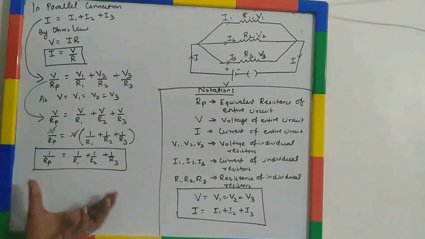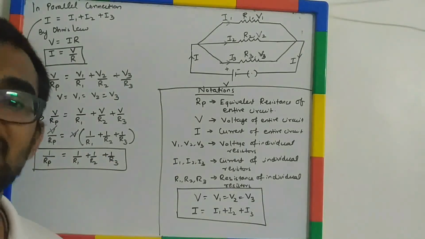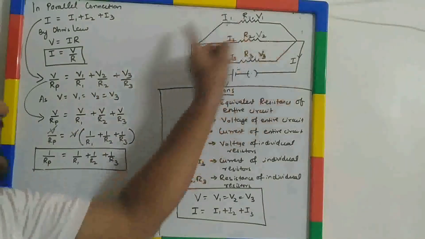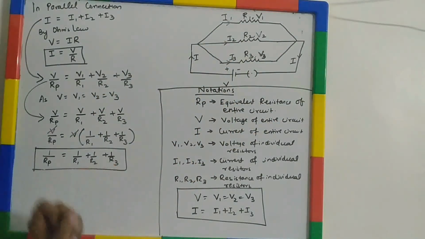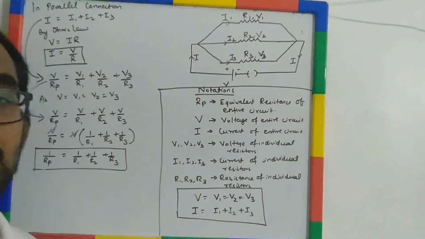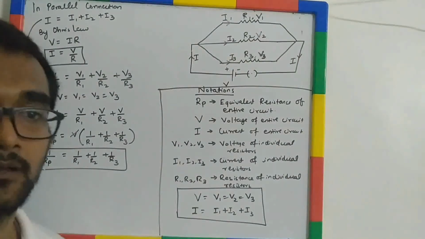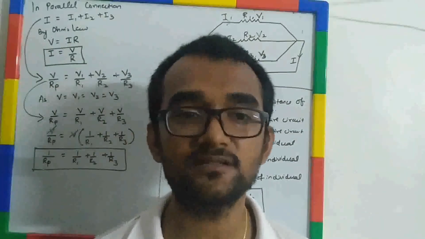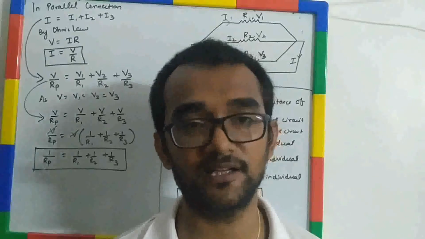This is the final formula for calculating equivalent resistance of certain resistors connected in parallel, where Rp is the equivalent resistance of the entire circuit and R1, R2, R3 are the resistance of the individual resistors. So friends, by using this formula, you can easily calculate the equivalent resistance when certain resistors are connected in parallel connection. By this, I have completed the derivation of equivalent resistance of resistors connected in parallel connection.